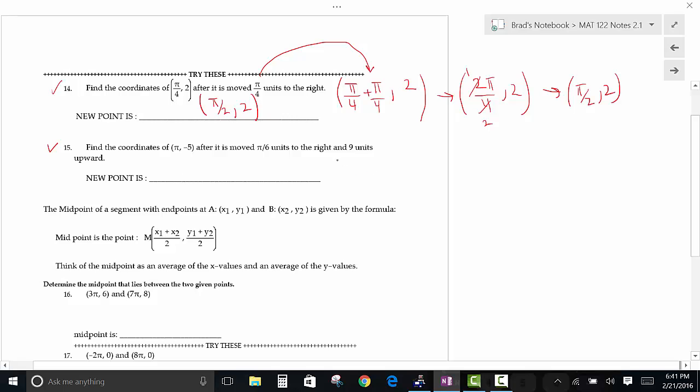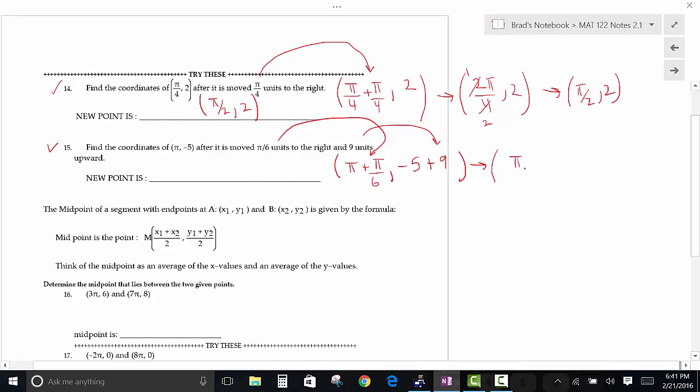Okay? Next point, I gave you pi, -5. So there are two transformations that I gave you. This time I said pi over 6 to the right. So that means you need to add pi over 6 to the x value. I also said that you go 9 units upwards. So if you're going 9 up, that means the 9 would add to the y value. So I'm hoping you figured that out okay.